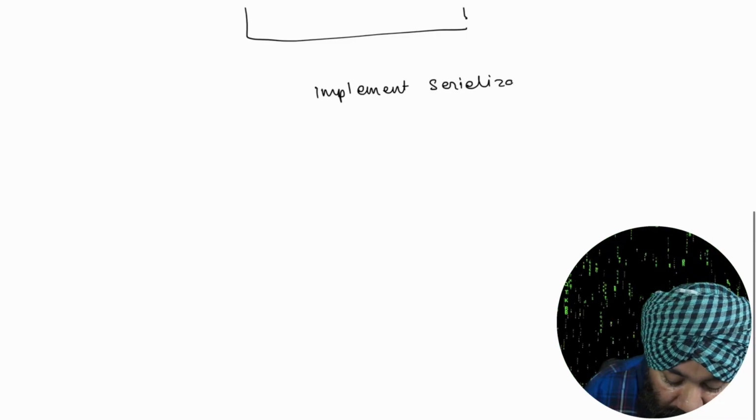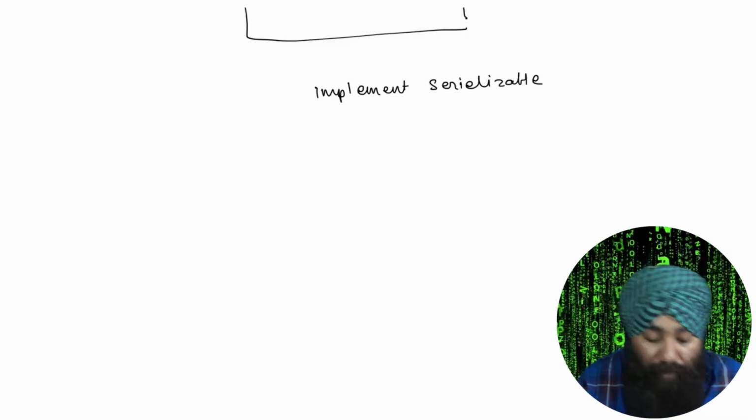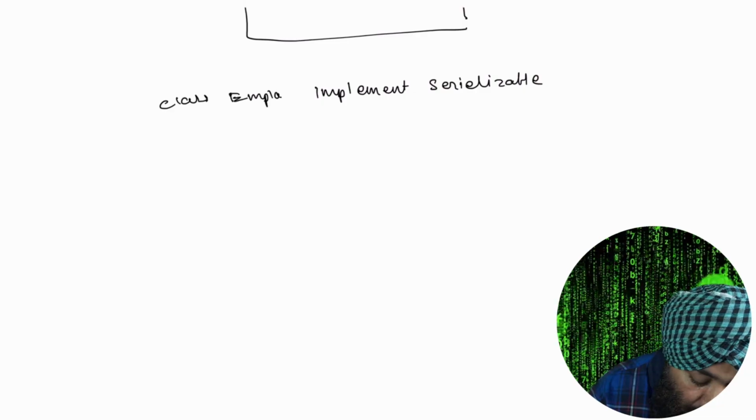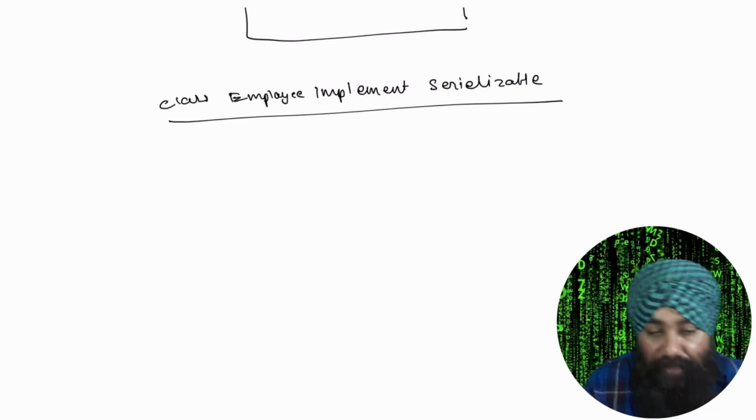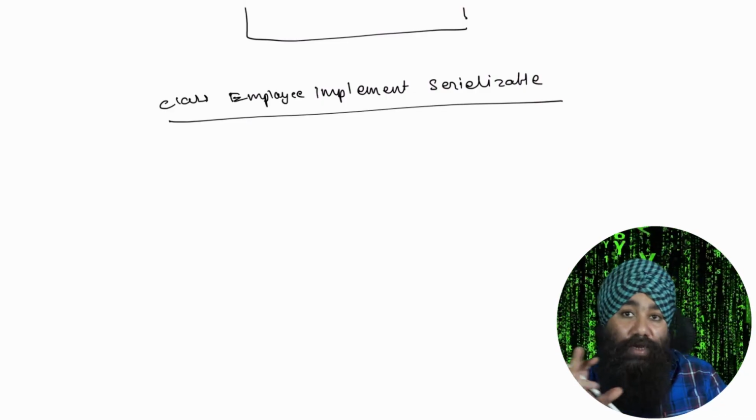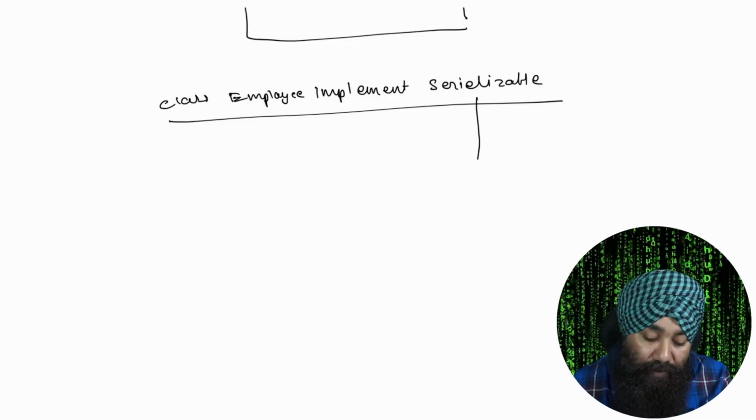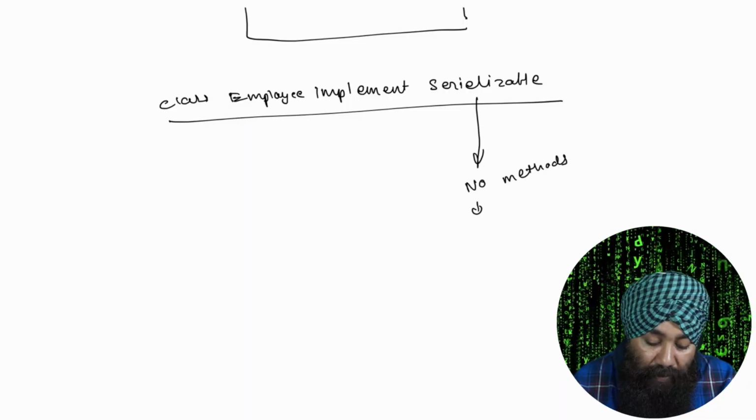To serialize any class, you have to implement the Serializable interface. Okay. So here class Employee will implement the Serializable interface. This is a marker interface. It has no methods. It is a marker interface.